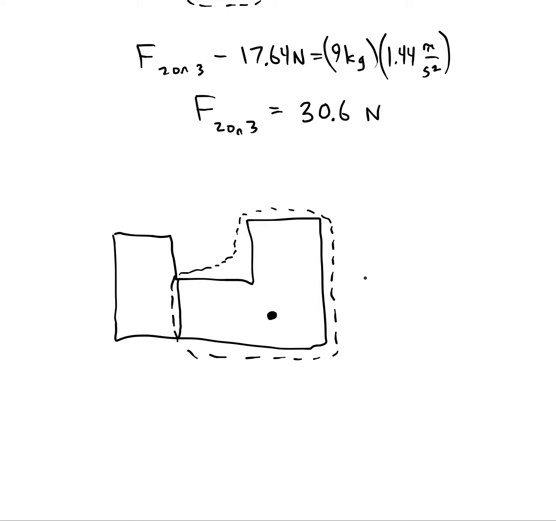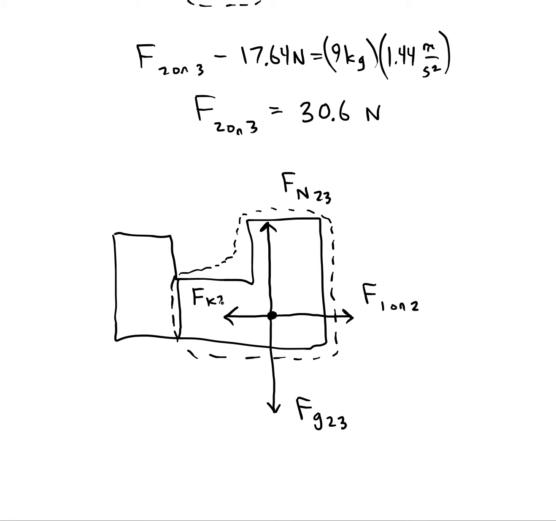So we draw a free body diagram for it. It has a weight. I'll call it FG23 because it's a combination of blocks 2 and 3. There's going to be a normal force, FN23. There will be a push of F1 on 2, 3, you could call it. Or I'll just call it F1 on 2, that's fine. And then there'll be some friction, FK23.